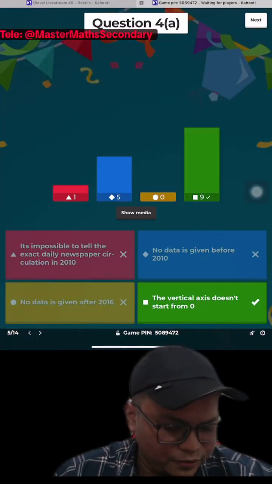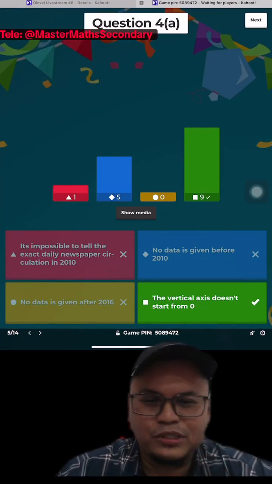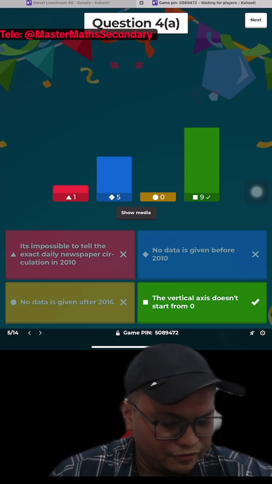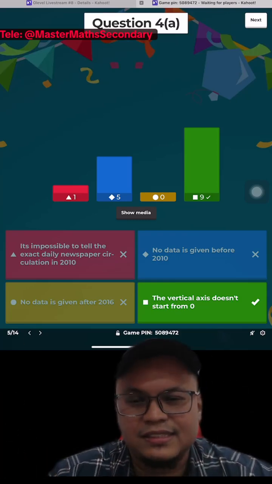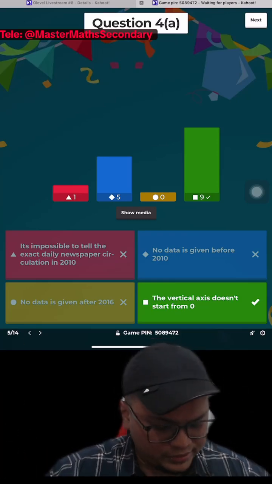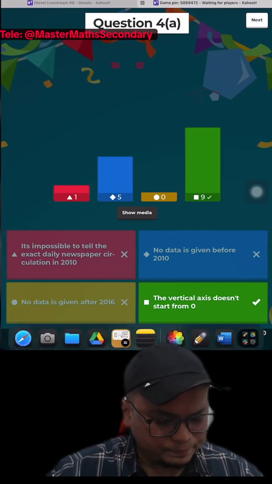It's actually because of the fact that the graph doesn't start from, the vertical axis doesn't start from 0. So the green one is the correct answer. Let me explain to you why.